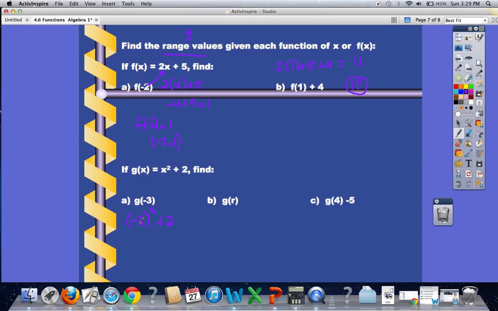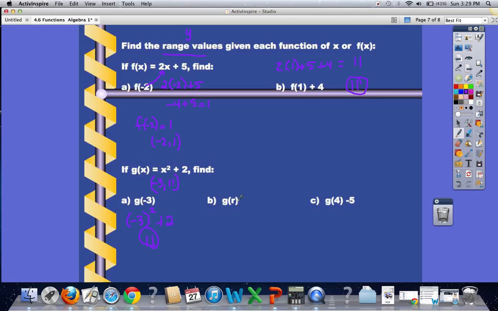So negative 3 squared is 9. Negative 3 times negative 3 is a 9. 9 plus 2 is 11. So at negative 3, you would have the y value as 11. Okay?